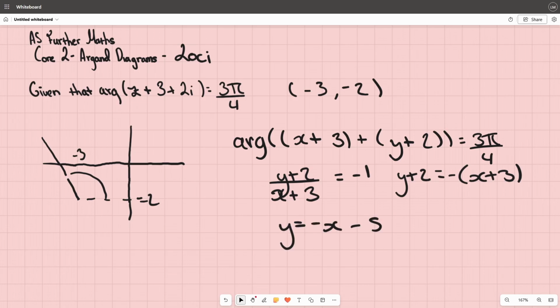But because it's a locus, we need a range. We know that the point starts at x is equal to -3, and it can't be at the original point, so it has to be greater than. So that means that x is greater than -3.